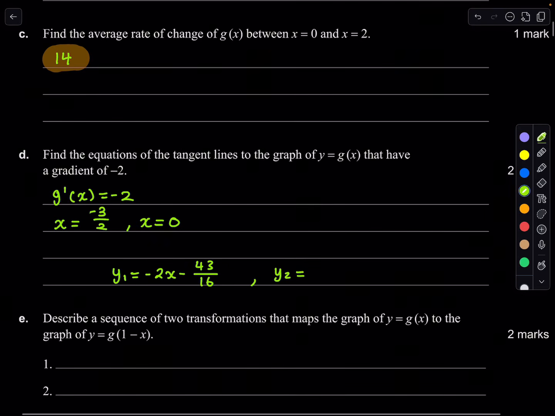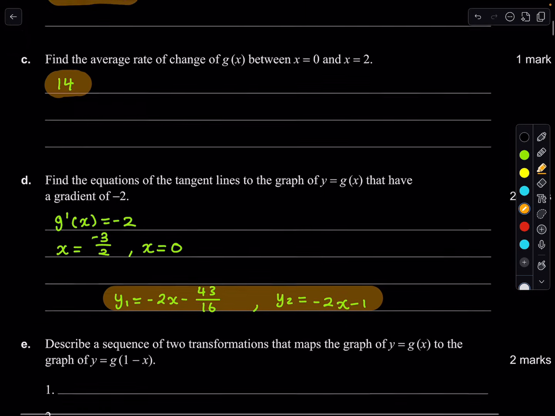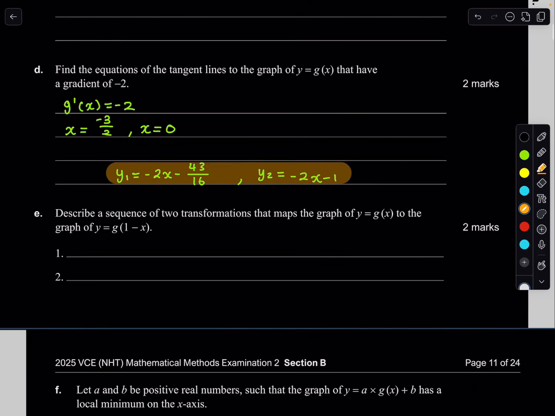y2 equals negative 2x minus 1. Okay, that's nice. Beautiful. So we found the equations of the two tangents. Is there any mistakes? That looks quite good. Yeah, so d dash of a, so for 2 marks, yep, we've found the x values, done. Next question.